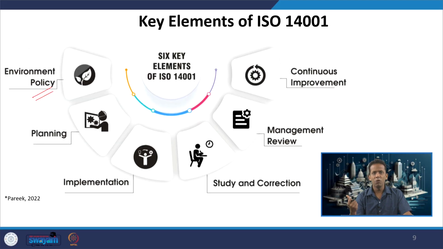So, in EMS also we saw that it is based on the PDCA cycle, like plan, do, check, act cycle, as in ISO 14001. So, the six key elements are, first, the environmental policy. Policy is something which sets a direction where we want to go, or what is the future projection of the company, like what it wants to achieve in terms of environmental performance.